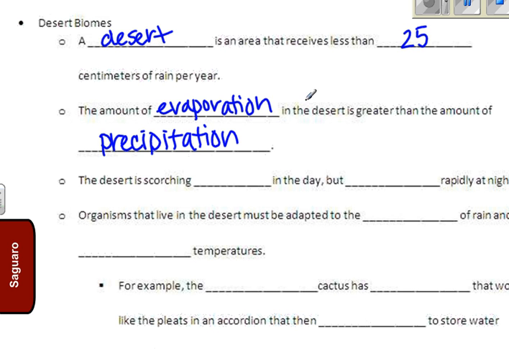And that's just because the desert is scorching hot in the day, but it does cool off rapidly at night. Sometimes it's 100, 110, 115 degrees during the day, but it could cool down to between 40 or 50 at nighttime. So that's like a 60-degree drop in temperature within a matter of a few hours. That's very extreme. And the organisms that live in the desert must be adapted to the lack of rain and the extreme temperatures.